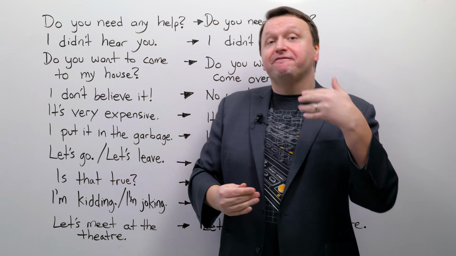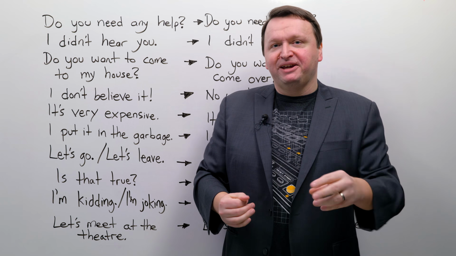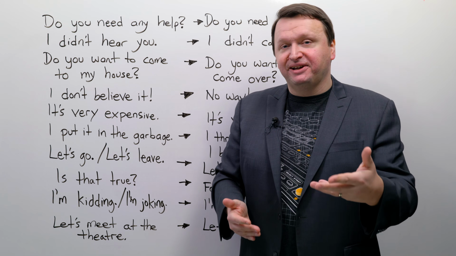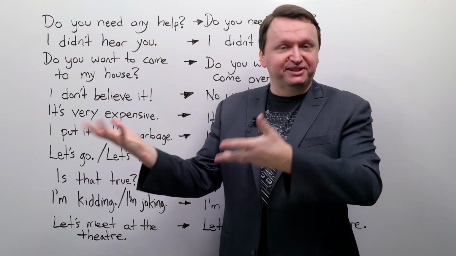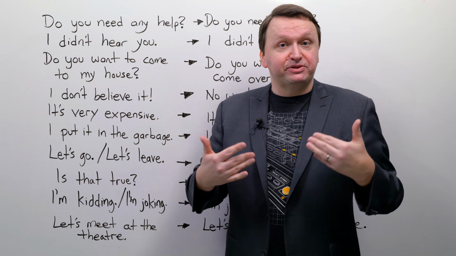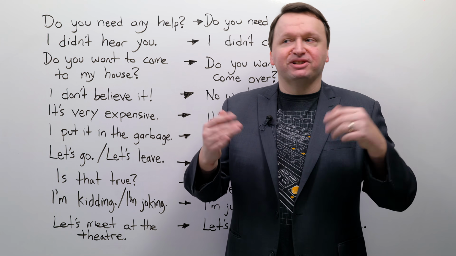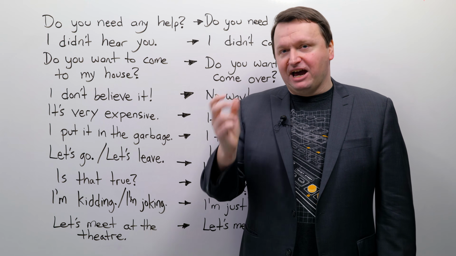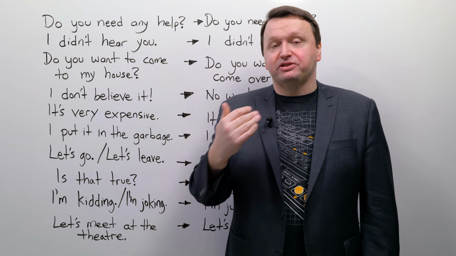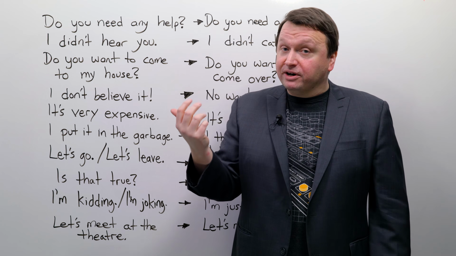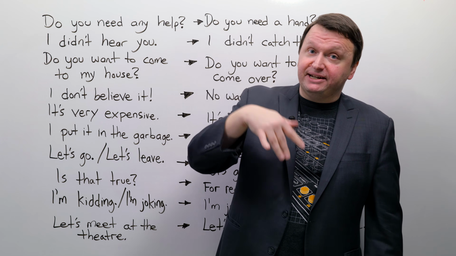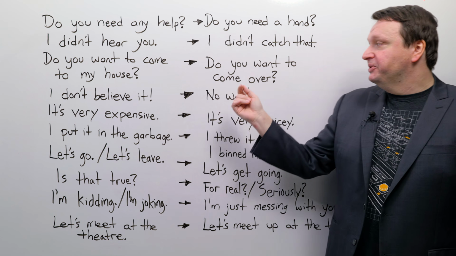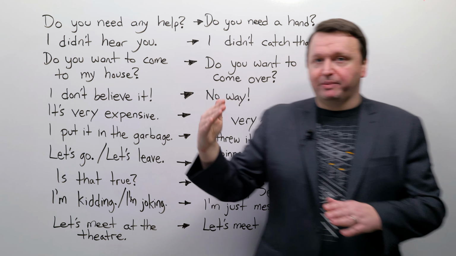If you want to invite a person to your home, of course you can say, hey, do you want to come to my house? And you can add to that question, do you want to come to my house for dinner, for lunch, to watch a movie, for example? A more common casual way to ask a person to come to your home or just to come to where you are right now is, do you want to come over? So here we have come over. Remember, over.